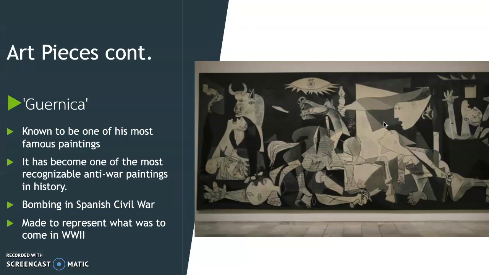This is one of Pablo Picasso's most famous paintings in a political sense. It was posted around the country of Spain during the Spanish Civil War. It followed a bombing that happened in a Spanish town, and it shows the aftermath of the innocent lives that were taken, and it's also meant to represent what was to come in World War II.